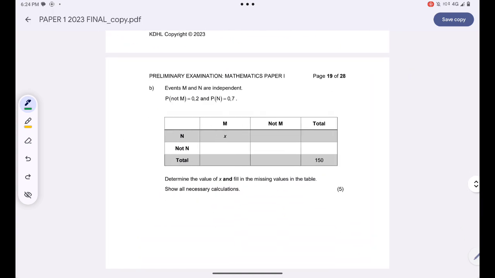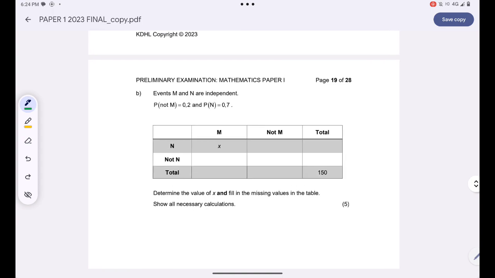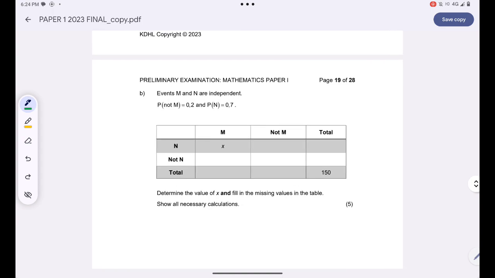Okay, and then I'm told that events M and N are independent. Events M and N are independent. What do we know? They want us to determine the value of x and fill in the missing values in the table.